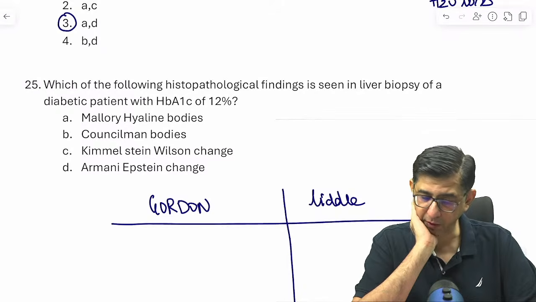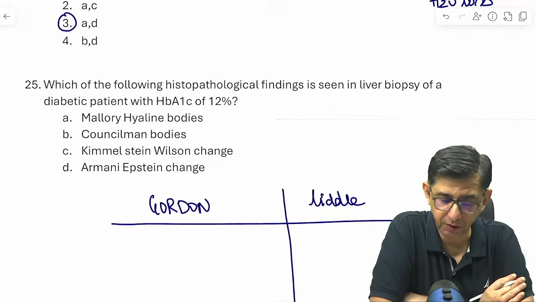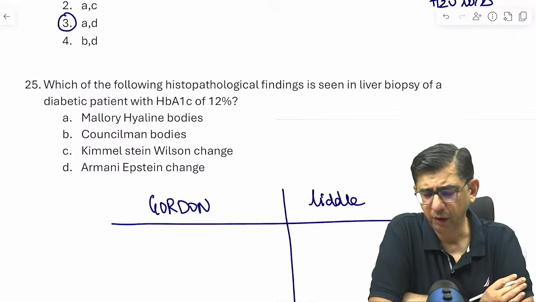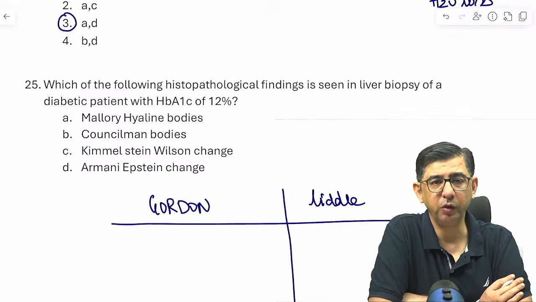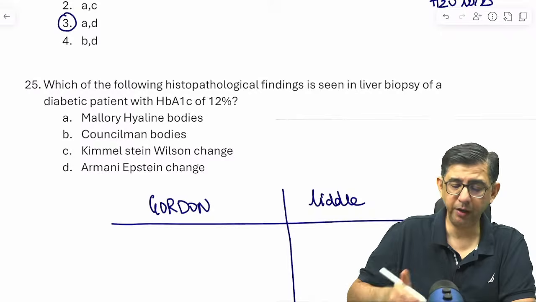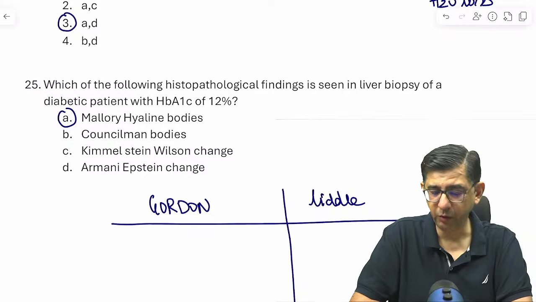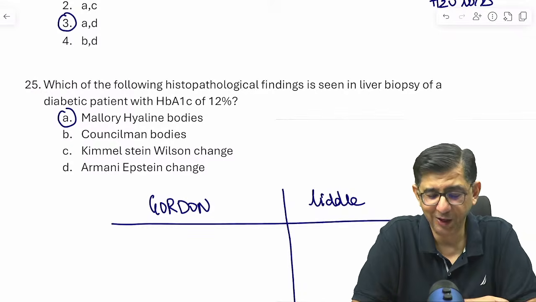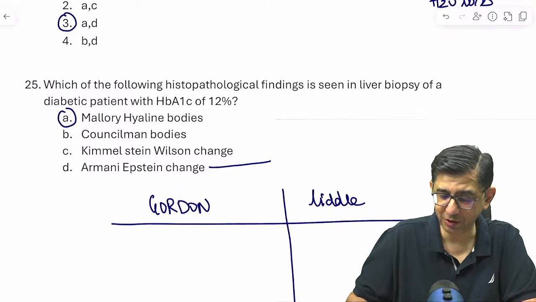Yes, what will be the findings on a liver biopsy in the patient who's having HbA1c of 12%? Yes, the answer would be A, Mallory bodies would be seen in the patient. No, C is not it, dear, that is seen in the kidney. Kimmelstiel-Wilson change is seen in the kidney. Armanni-Ebstein change is glycogen deposition.